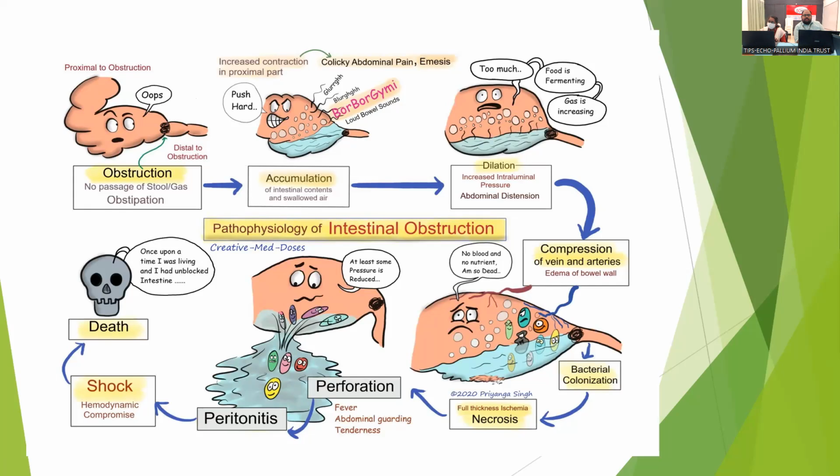So what happens next? There is accumulation of intestinal contents, and also air gets accumulated here. Proximal to the intestinal obstruction, there is severe contraction. The intestine is trying to push the collected food or gas beyond the obstruction, so contraction increases. This increased contraction will cause colicky abdominal pain and will also cause emesis. It is trying to push forward, it gets obstructed and it comes back. So the patient vomits.